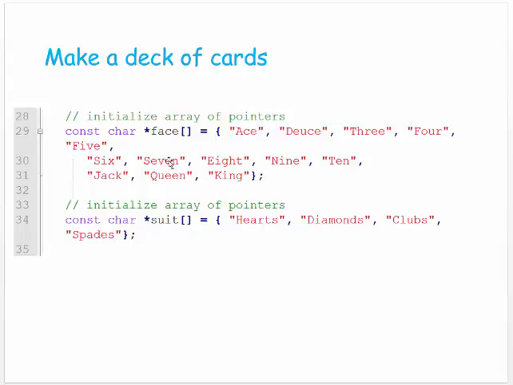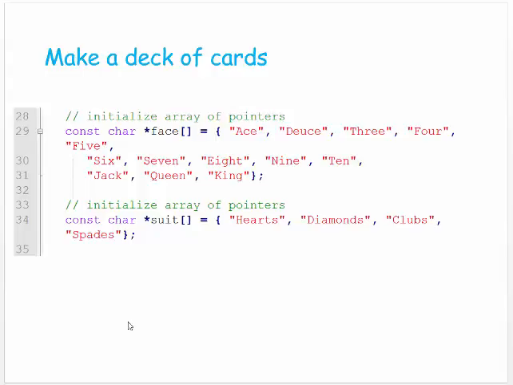So I created those 13 values, or your author did, by initializing an array of pointers. So I have a pointer to ace, a pointer to deuce, a pointer to 3, a pointer to 4, and it's an array of pointers. And then here's another array of pointers for the card suit. So there's a pointer to hearts, a pointer to diamonds, a pointer to clubs, a pointer to spades. Now comes the fun of making the 52 cards.